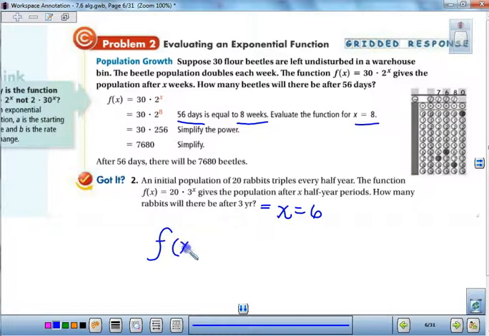As you start it up, f of x is equal to 20 times 3, and our x is going to be 6. So 20 times, we're going to take 3 to the 6th on our calculator. You're going to be using your calculator, so 3 to the 6th is 729, and you're going to now find out what our new population of rabbits is going to be.